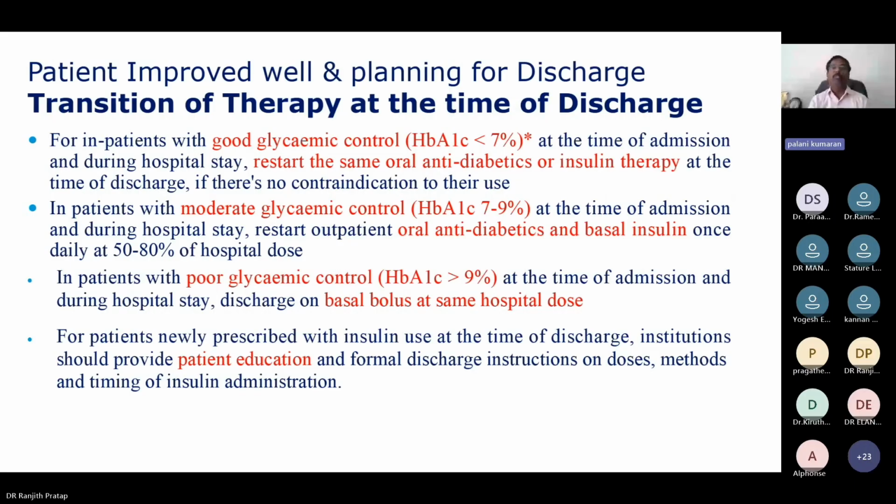So the patient improved well and we are planning for discharge. What are the treatment advice? For all patients with good glycemic control, HbA1c less than 7%, restart the same oral antidiabetic or insulin therapy. For moderate glycemic control, when the HbA1c is between 7 to 9 prior to hospital admission, oral antidiabetics along with basal insulin are more advocated. If the patient already had poor glycemic control, it is better to continue basal bolus insulin even after discharge. Patient education should be given, and formal discharge instructions on the doses, methods and timing of insulin administration should be given to the patient.